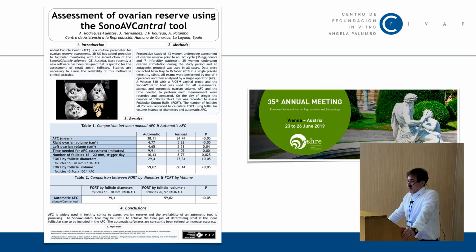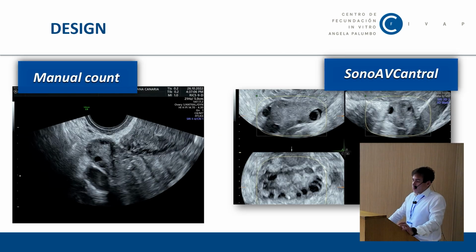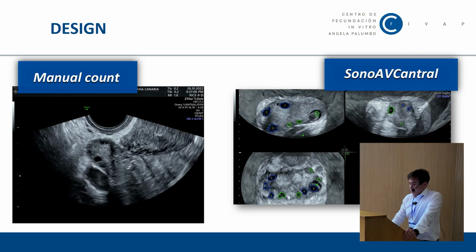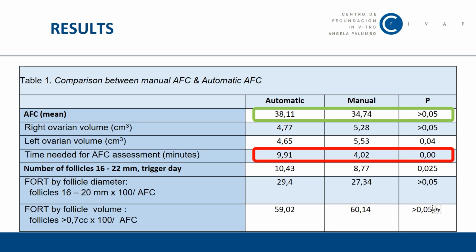And using this SonoAVC antral tool, we presented this study at R 2019. We did a prospective study with 35 women that underwent ovarian stimulation. And what we did, we compared the manual count with the count with SonoAVC antral. And our results were that there was no significant difference in the count of follicles between automatic and manual. It was higher in the automatic, but no significant difference.